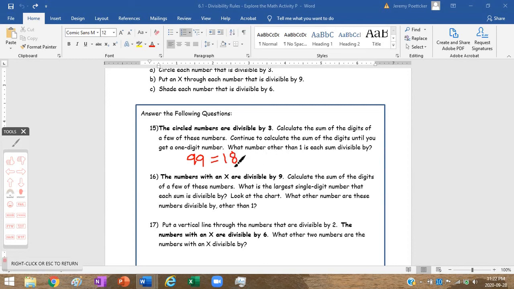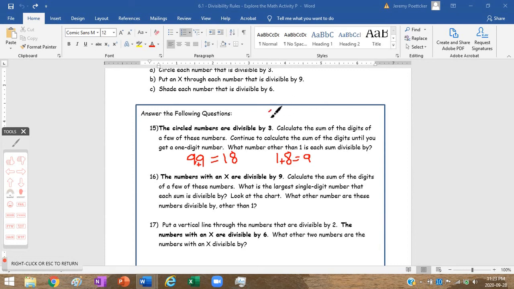Okay, that one takes a little bit of thinking about. But one of the things that you should find out is that the number 99, for example, has a circle around it. So the sum of these digits, 9 plus 9 equals 18. Is this a one-digit number? No, it's not. Now, 1 plus 8, because the digits of 18 are 1 and 8, so 1 plus 8 equals 9.